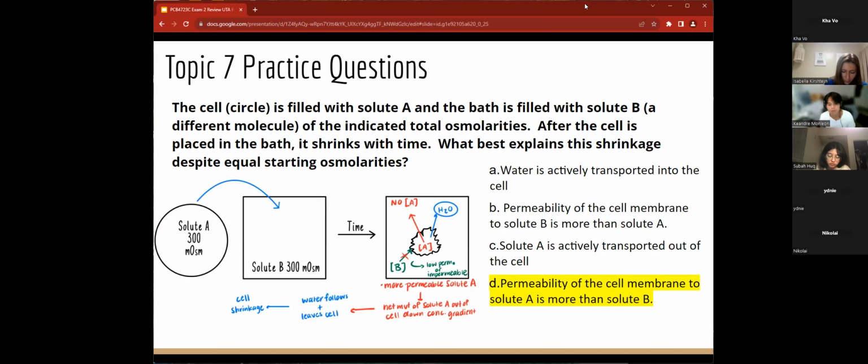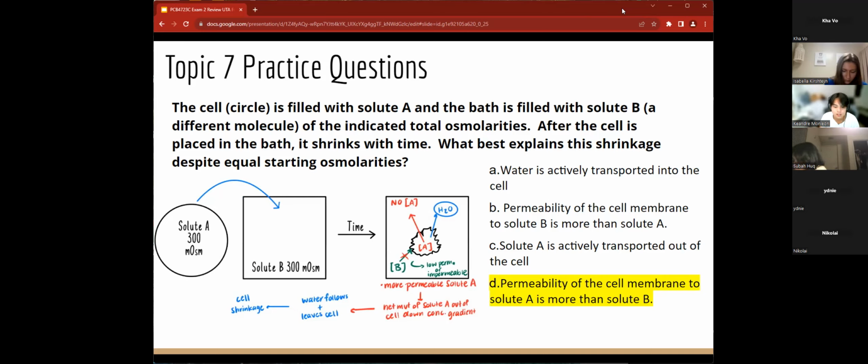So first of all, water cannot be actively transported, right? It can only pass through the membrane through osmosis, so simple diffusion. And in the case of B, that's the complete opposite of the correct answer, so that one's incorrect. And solute A is actively transported out of the cell.